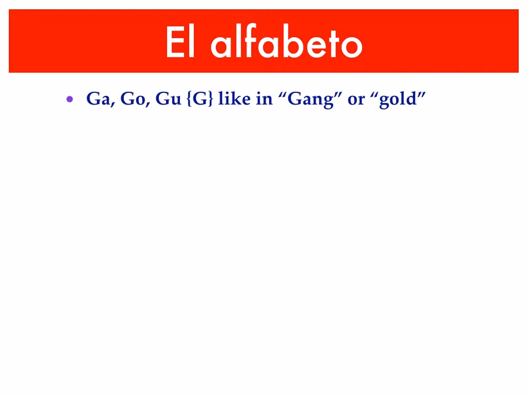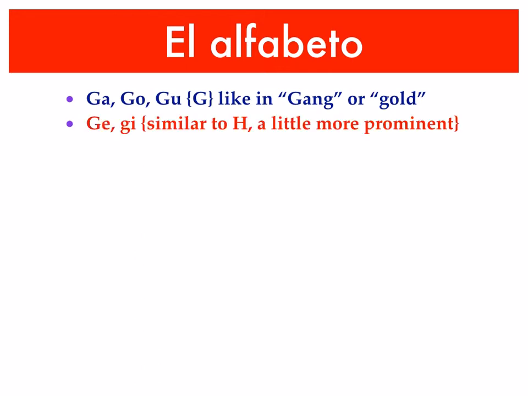However, if you see a word written with GE or GI, the sound that it produces is similar to the H in English. I cannot write you a word in English because it really doesn't exist. It's a little more prominent than your H. It will sound like this. Listen to the words in Spanish. Germano means German. Or gigante. Gigante means giant. So it's a little stronger than your H, but you get the idea.